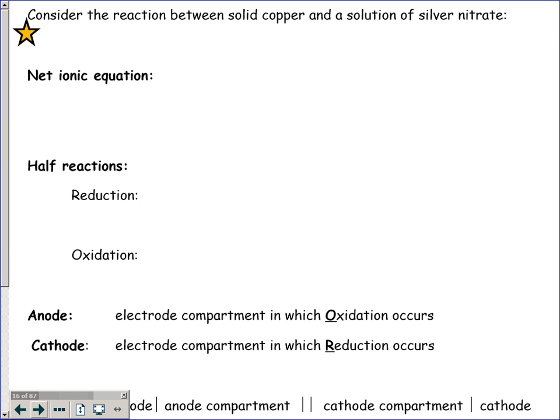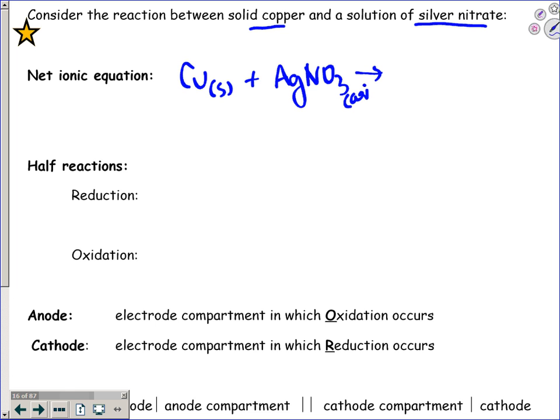In that reaction, it was solid copper and a solution of silver nitrate. So what's the full reaction? Cu solid plus what? Silver nitrate for now, aqueous. Keep going. So copper 2, and then the nitrate's going to be a spectator. I'll put that inclusively together. I'm just going to put silver first.